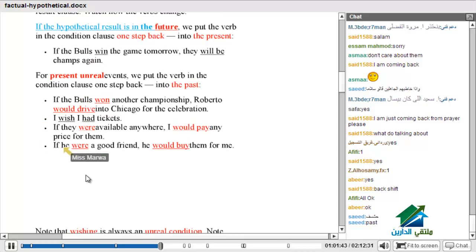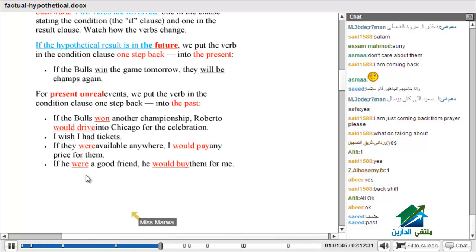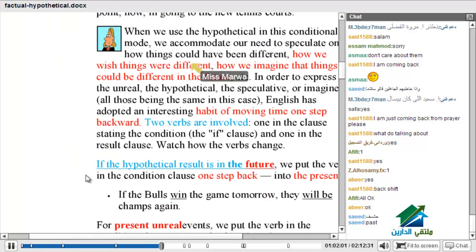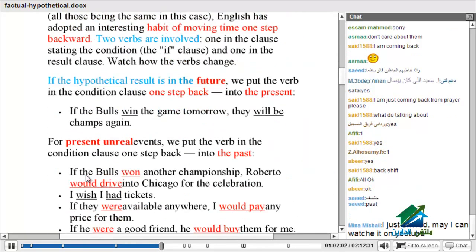The situation is in present, but I have to use past. It's okay? If they were available anywhere, I would pay any price for them. If they were, just a minute, عشان أنا, I want you to see.